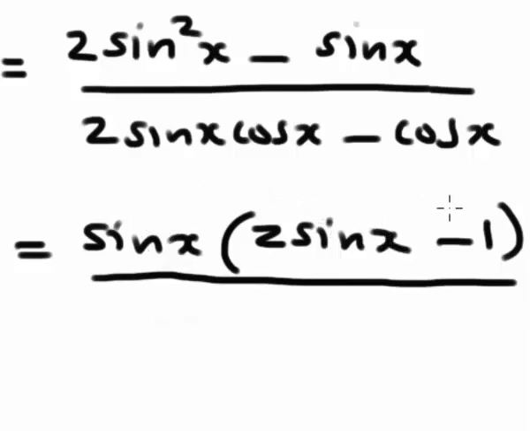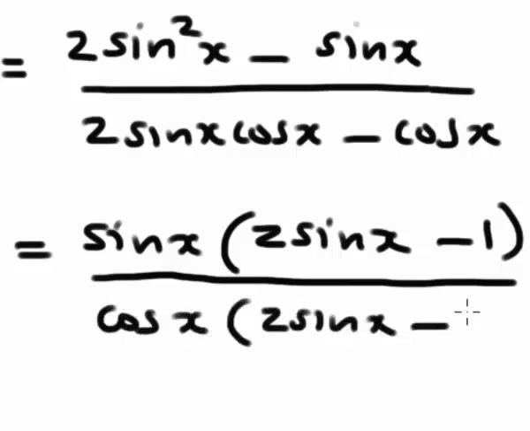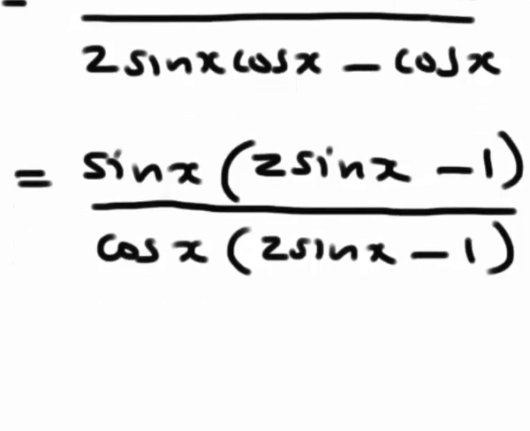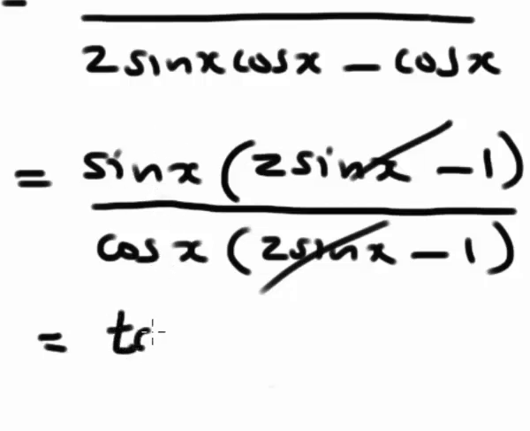Let's check it. 2 sine squared minus sine. There's a common cos in there, so let's take out that. And you're left with 2 sine x minus 1. And of course, that's brilliant because these guys cancel. So that equals sine over cos. What do you know about that? That is actually tan x. And there we go. What a pleasure.